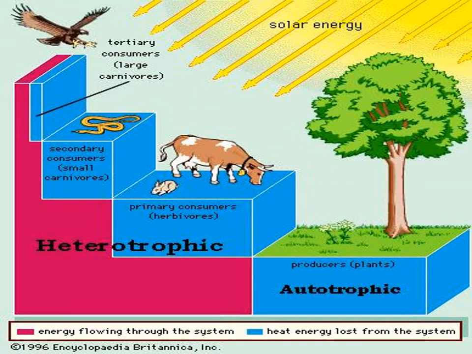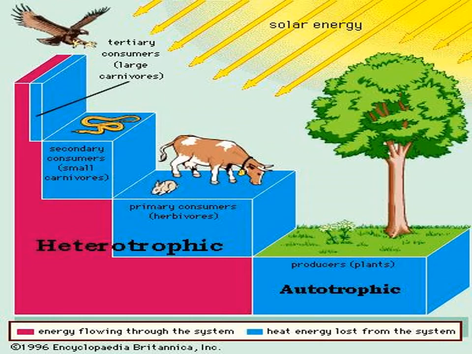The secondary consumers are small carnivores. They eat the primary consumers. Tertiary consumers are larger carnivores. They eat the secondary consumers. They might also eat some primary consumers. Anybody in there who is an omnivore will also eat plants. Omnivores, that means they eat plants and animals.